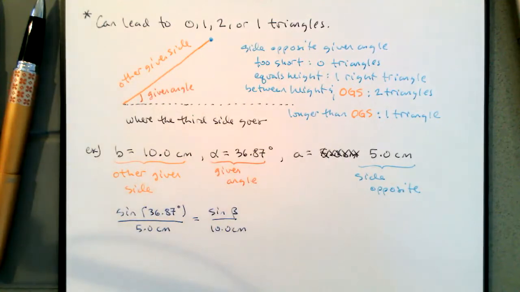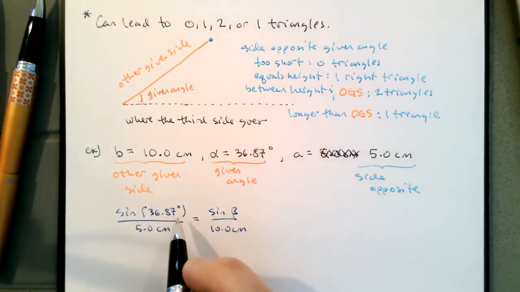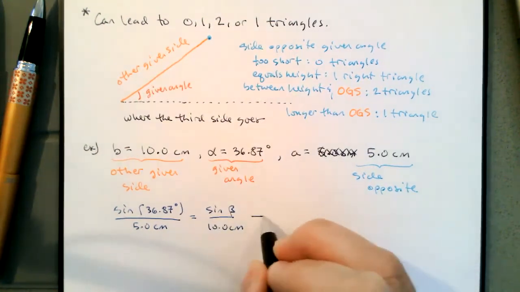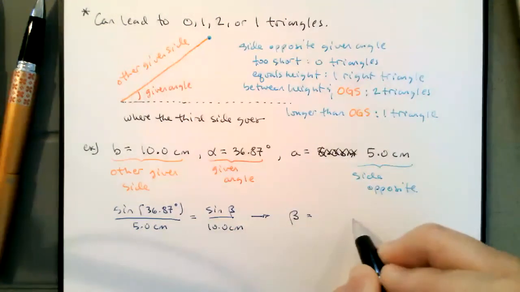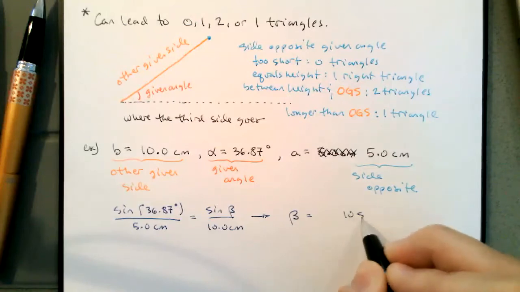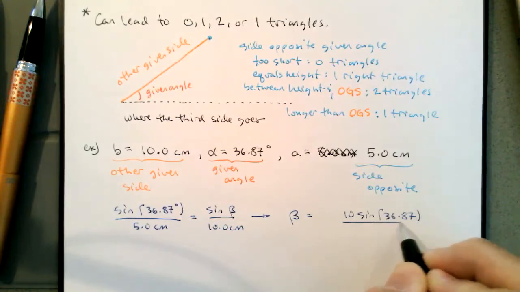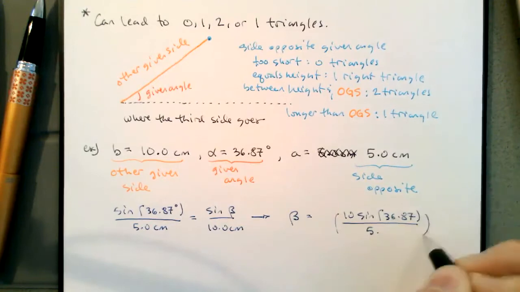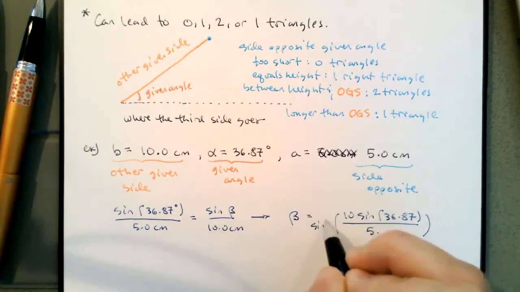We need to use this to solve for beta. So the sine of beta is equal to 10 times the sine of 36.87 divided by 5. So just solving this proportion for beta, we're going to get 10 times the sine of 36.87 divided by 5. And then we need to do the sine inverse of this because we're looking for beta, and the sine of beta is this ratio.